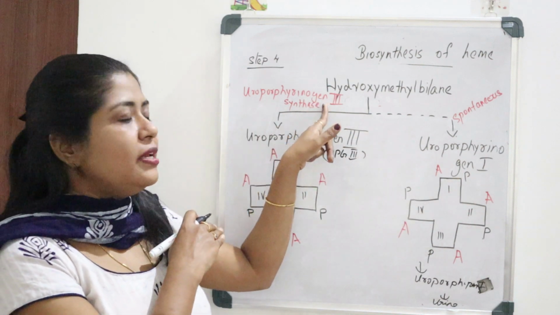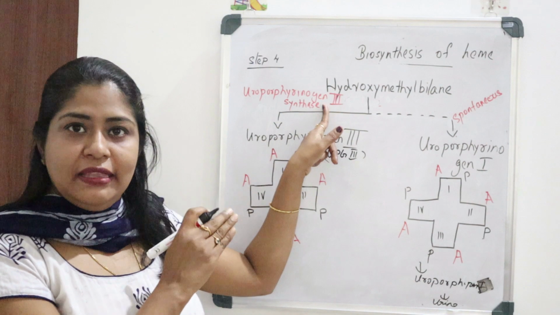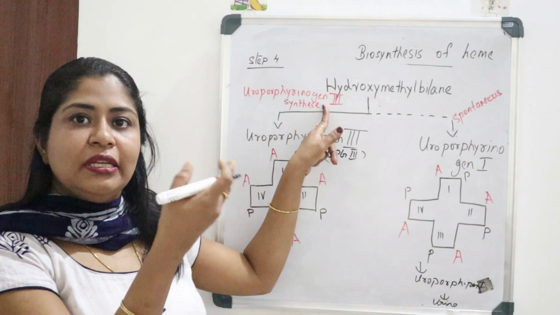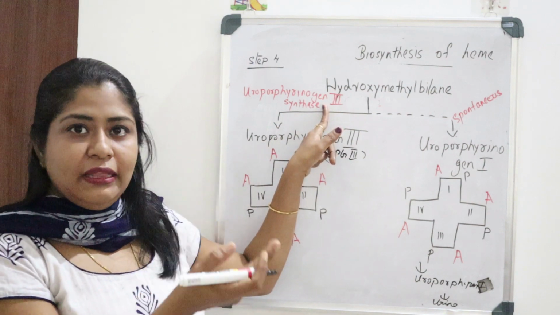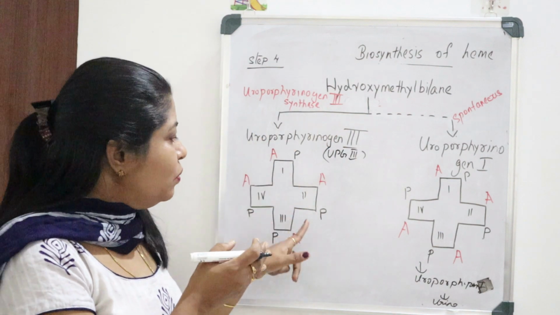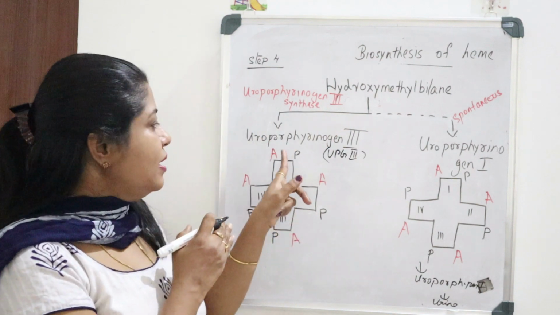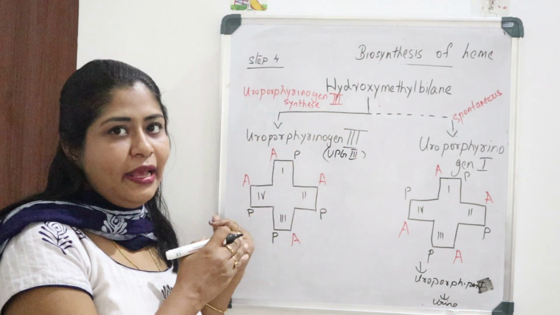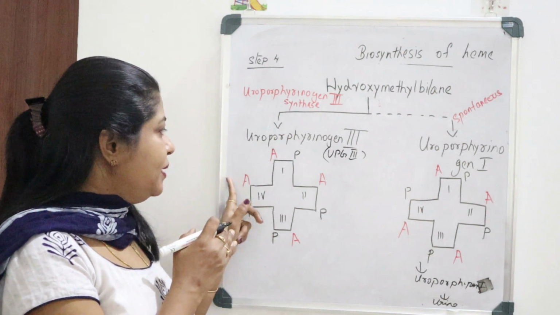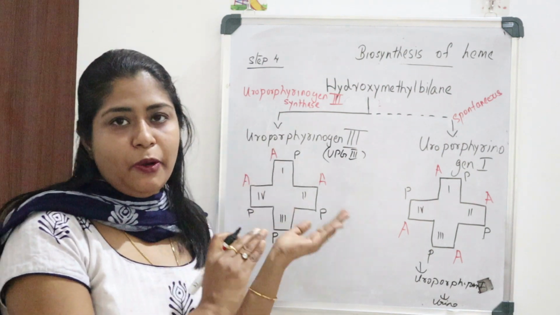When it becomes 3, there comes the enzyme uroporphyrinogen 3 synthase, or uroporphyrinogen 3 co-synthase, we can say co-synthase, producing uroporphyrinogen 3, and here the substituent groups are asymmetrically arranged. That means instead of AP here we can see PA, where A is for acetyl and P for the propionyl group.